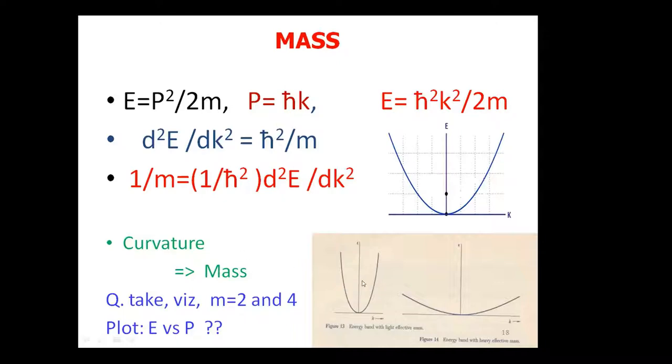See here in this curvature, this one is more curved. As in this E-k diagram, as the curve is large, d square E by dk square is large, therefore mass is less. That means we say this is a light mass. Therefore, if the electron is present here, then that electron has a light effective mass. Whereas see this curvature, it is less curved. As it is less curved, d square E by dk square is less, therefore 1 by m is less, so the mass will be large. That means the effective mass will be large. So if the electron is present here, then that energy band has a heavy effective mass. That means the same electron present in the conduction band, depending upon the curvature, the mass will be changed.